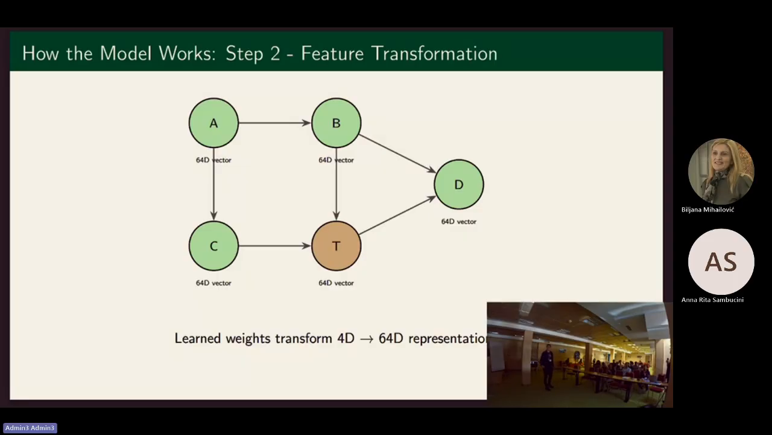You want to build up a rich representation of the entire graph, so each node goes from the original 4 features to 64 features. We don't know what they are. And then this message passing is changing this vector of 64 values.